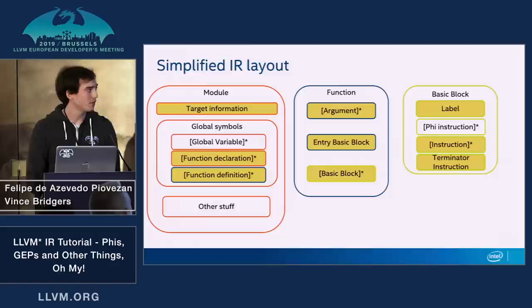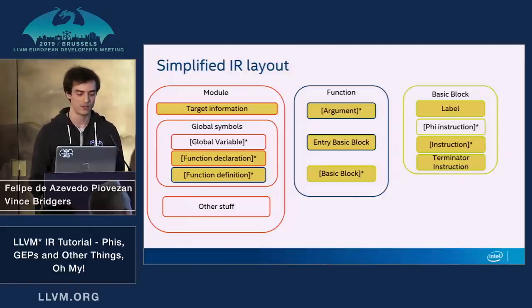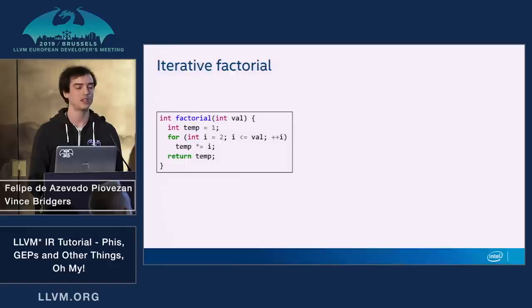At this point, we've talked about a lot of the concepts we had in our module diagram. We're still missing global variables and phi instructions. To talk about those, we're going to need a more complicated example. So we're going to implement our factorial function again, but this time in an iterative manner. So how do we go about doing that?